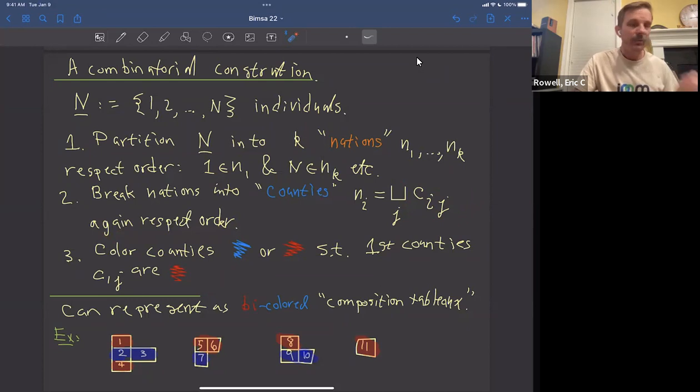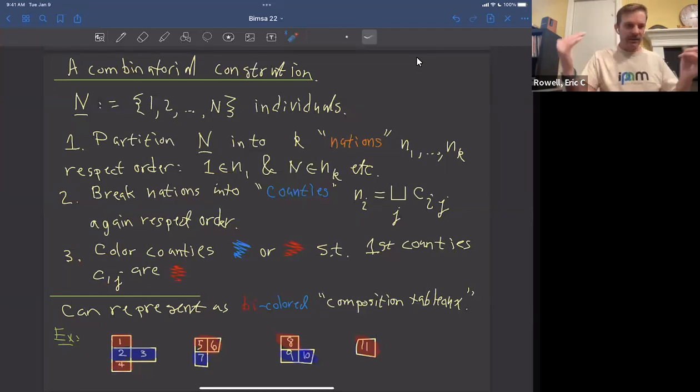And then we're going to do one more thing, which we often do here in the States, which is we color counties either blue or red. So each county is going to get a color. Here it has to do with your political persuasion, whether it's blue or red. And we're going to make one extra stipulation, again, to avoid extra ambiguity. The first county in any nation is always red. Okay, so that breaks some symmetry that we don't want.